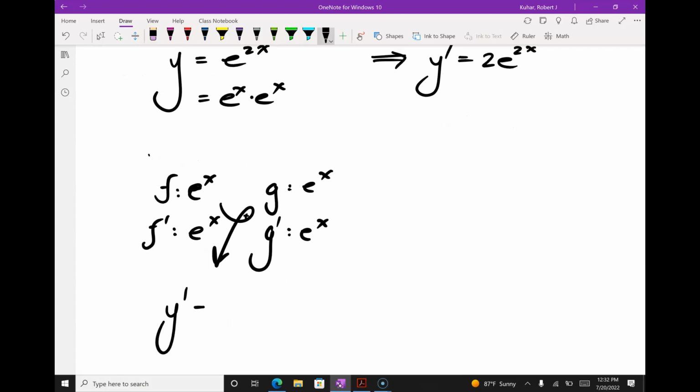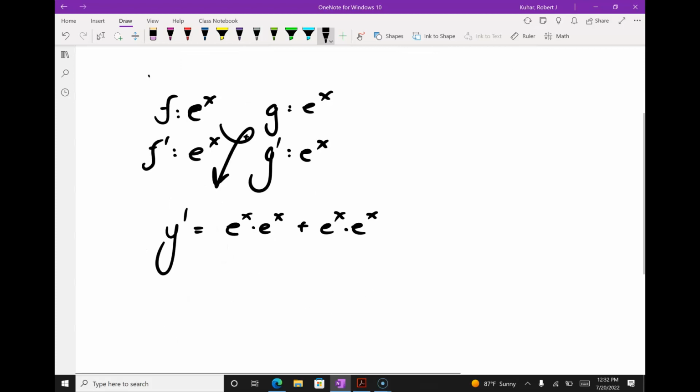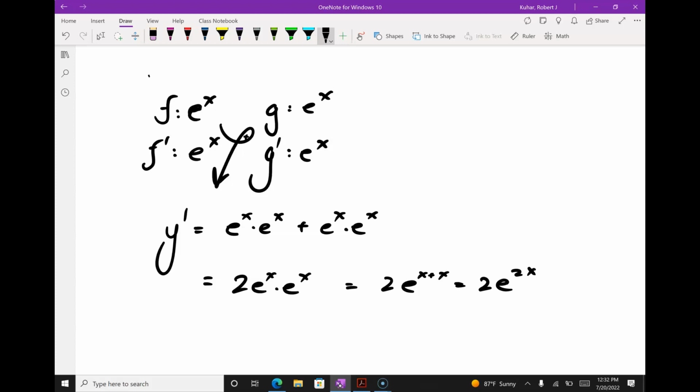So I get y prime is e to the x times e to the x plus e to the x times e to the x. Looks like I have two of them, right? Which of course is e to the 2x. Or better yet, I'll do it this way first. E to the x plus x, right? Which is e to the 2x. Same answer. How we doing? We're okay?